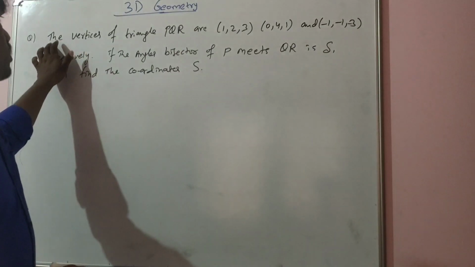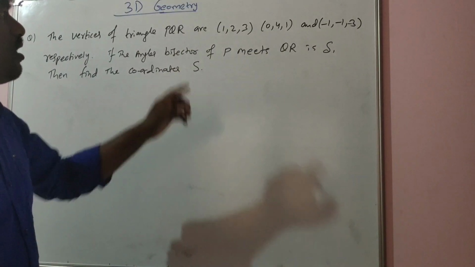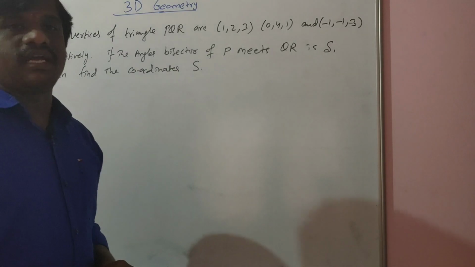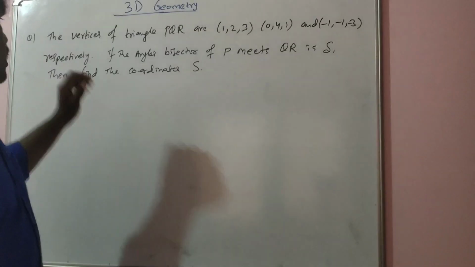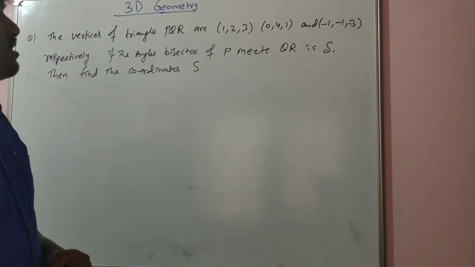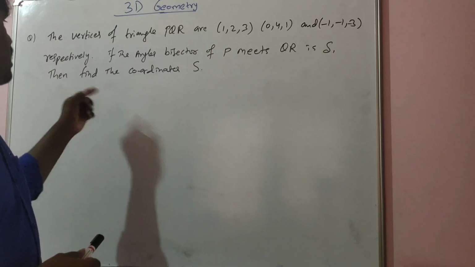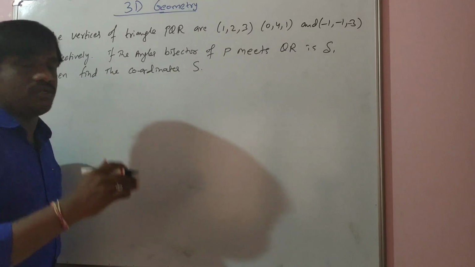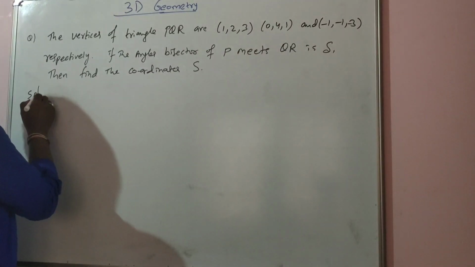Now here, this is the question. The vertices of a triangle PQR are (1, 2, 3), (0, 4, 1) and (-1, -1, -3) respectively. If the angular bisector of P meets QR in S, then find the coordinates of S. Let us see how to deal with this problem.